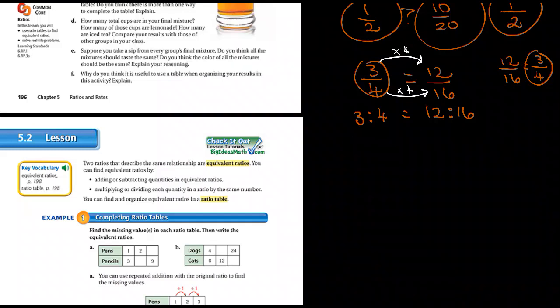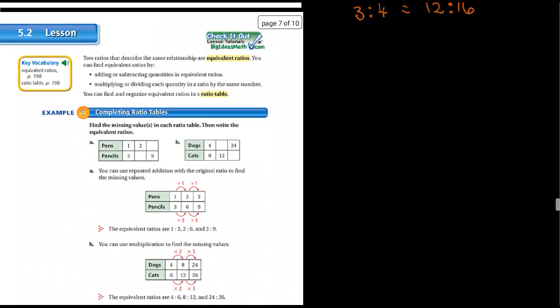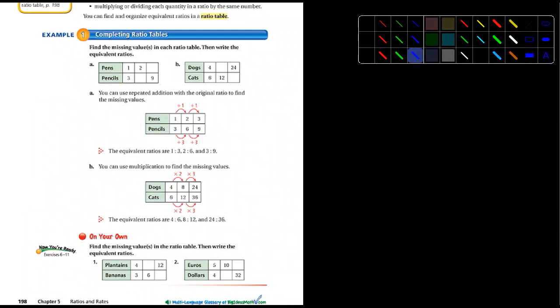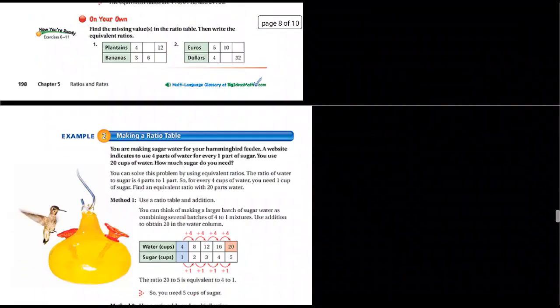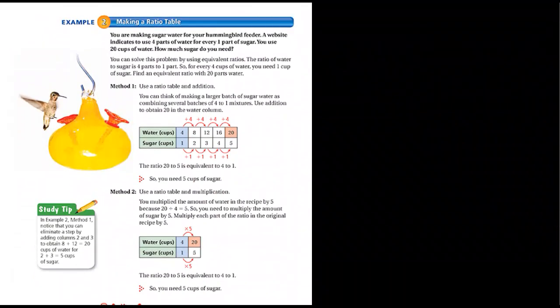Let me erase this. And let's drop down a little bit here. So example 1, they're talking about completing ratio tables. And they do it there for you. Yeah, those are decent examples. I'm not going to worry about those so much because it'll be a while to go over all this.